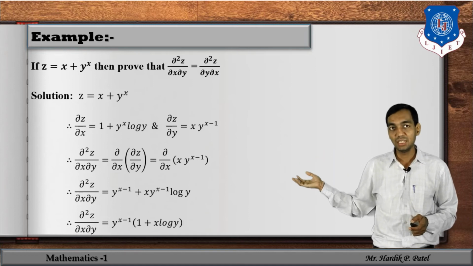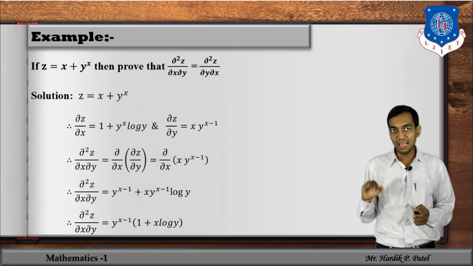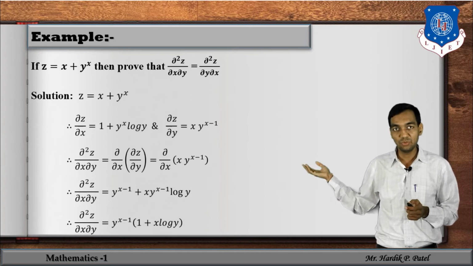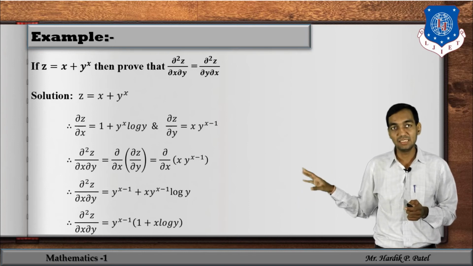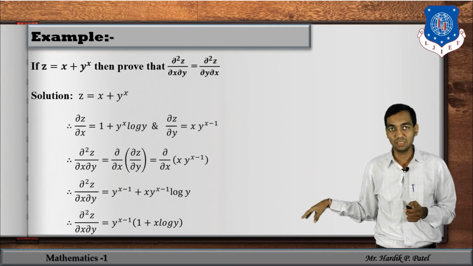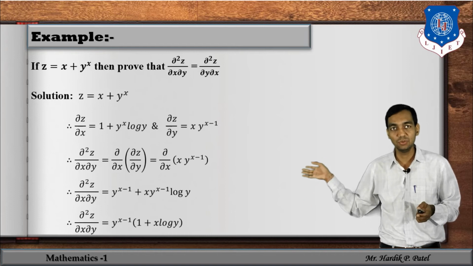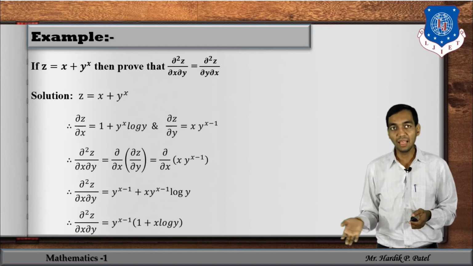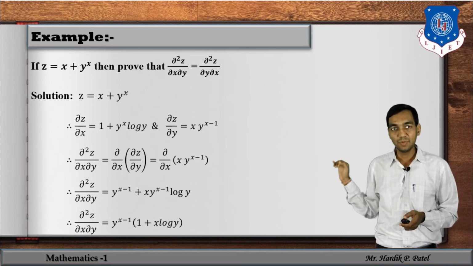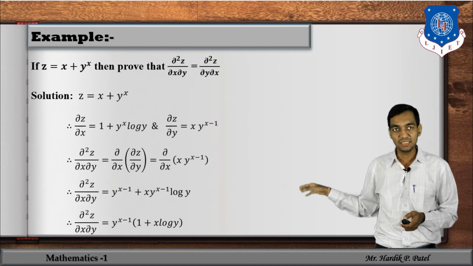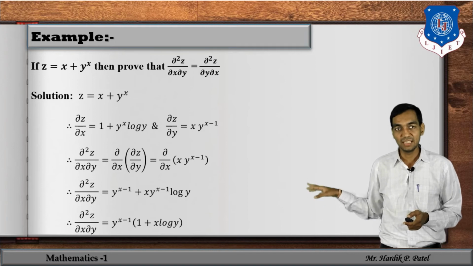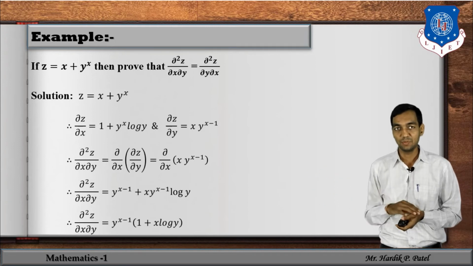In the same manner, if you are differentiating z with respect to y, then x is constant. So simple x has a derivative 0, and in y raised to x, y is the variable, so it is the x raised to n form, and x raised to n has a derivative n into x raised to n minus 1. That means it is x into y raised to x minus 1. Now for the second order derivative, we take the derivative of del z by del y with respect to x, that is del square z by del x del y. That means del by del x of del z by del y, but del z by del y is x into y raised to x minus 1.